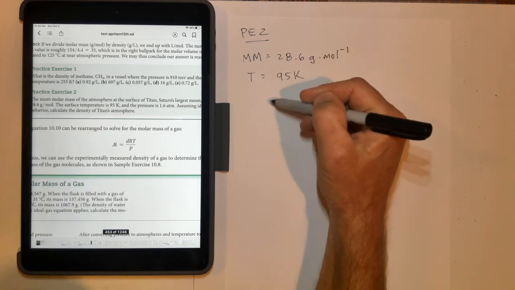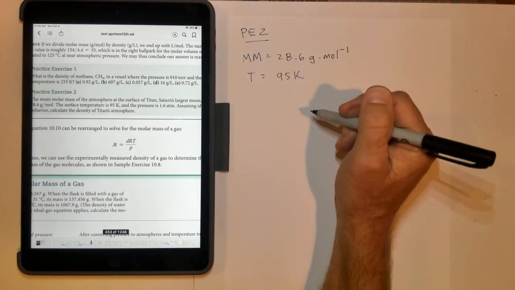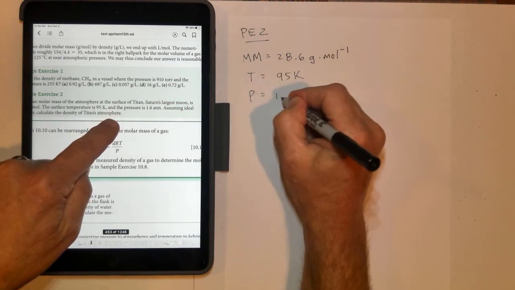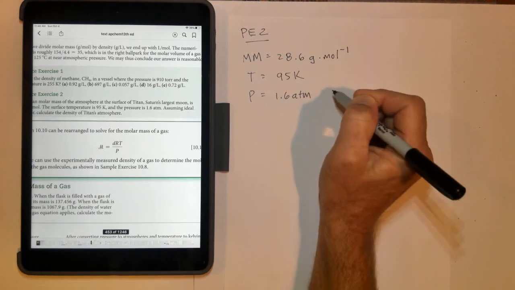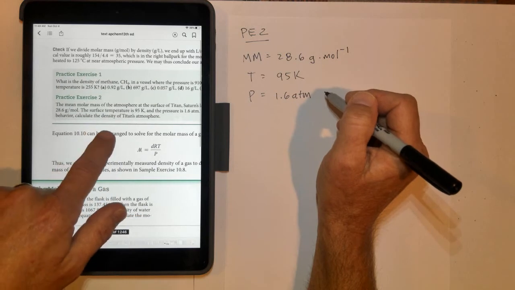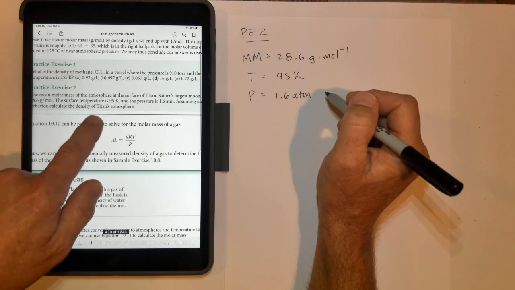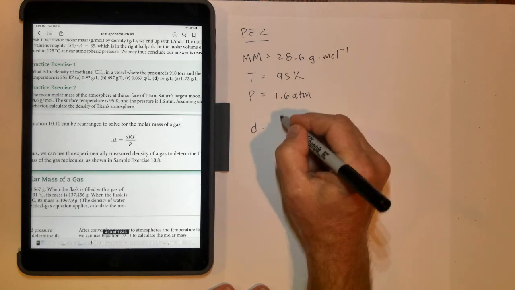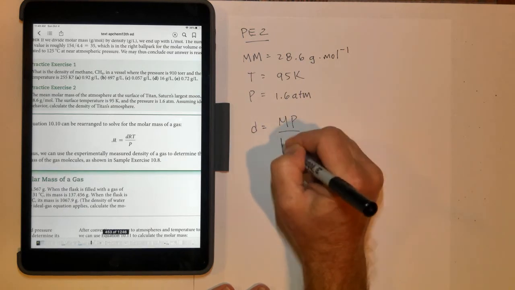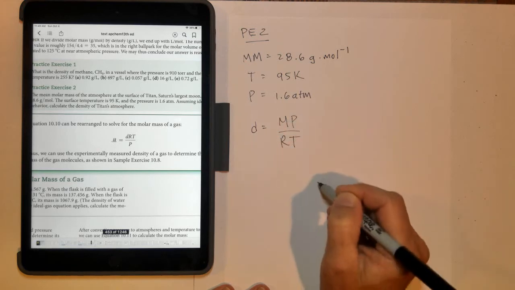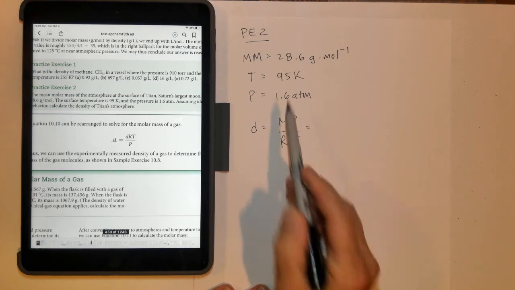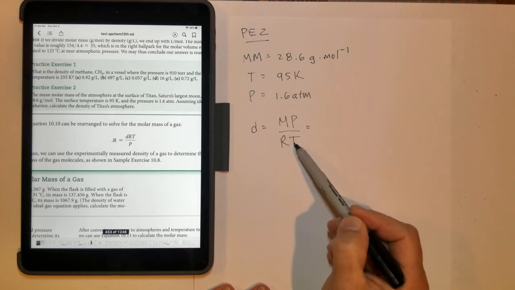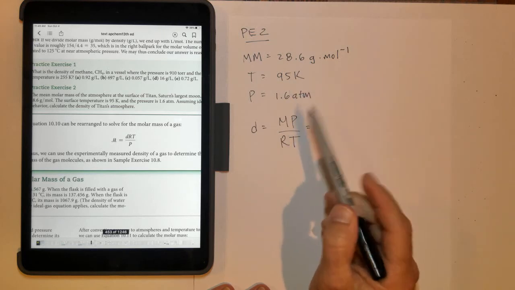Notice how I'm organizing my data here just like I did with the other problems. The pressure is 1.6 atmospheres, or atm. Assuming ideal behavior, calculate the density of Titan's atmosphere. We know that density of a gas is equal to MP divided by RT. We're given the molar mass, the temperature in Kelvin, and the pressure in atmospheres.